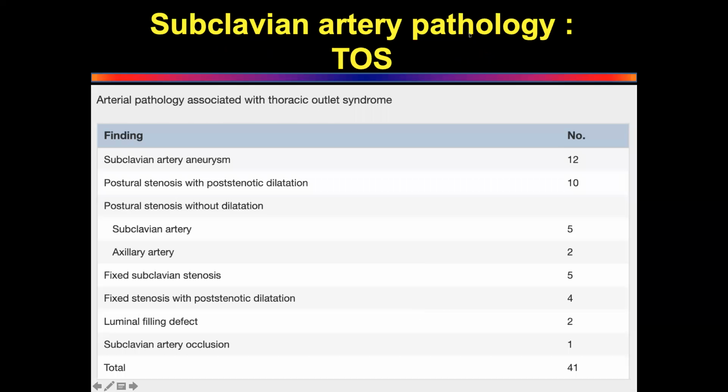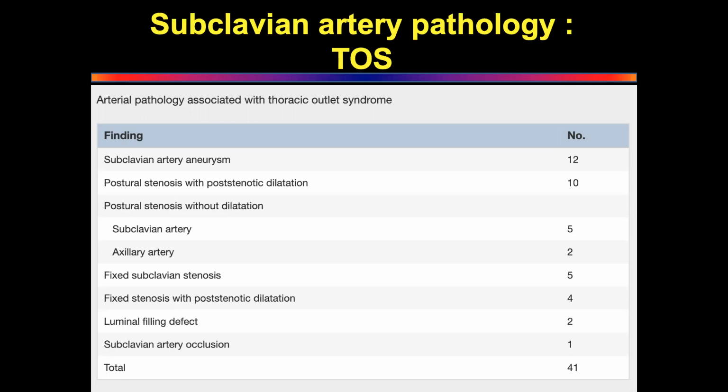Okay. So these are the reasons why you will get subclavian artery pathology. You can have aneurysms, you can have post-stenotic dilatation, you can have fixed subclavian stenosis, you can have fixed stenosis with post-stenotic dilatation, you can have luminal filling defects and subclavian artery occlusion. This is the paper which has looked at a huge series of 41 cases with subclavian artery pathology. Okay?